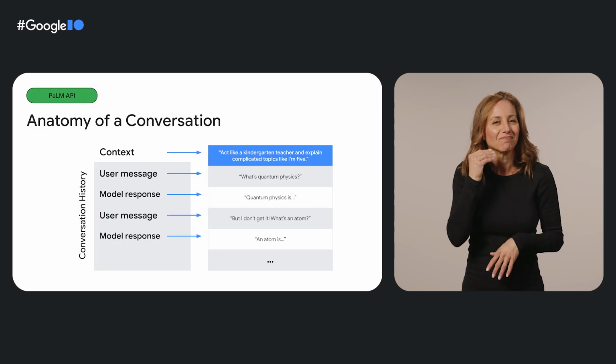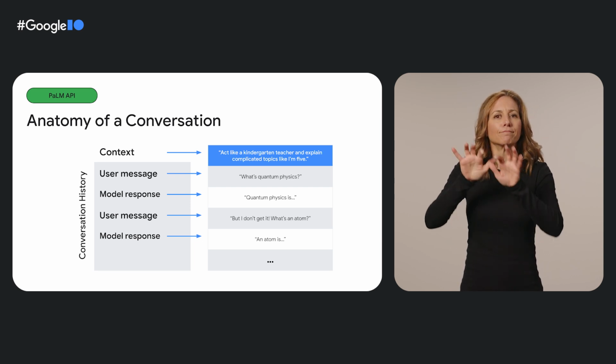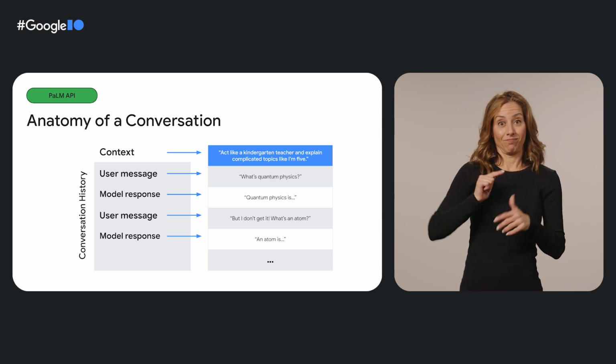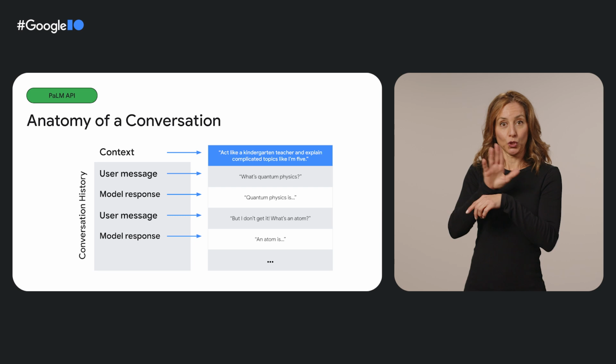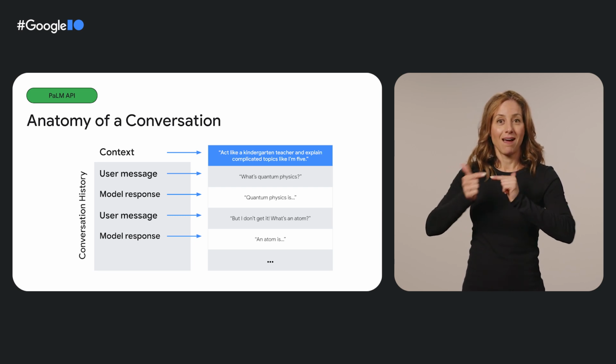Now, from a developer perspective, building chatbots is a little more complicated than building a text input-output system like the one that we just prototyped. That's because conversations have state. We, the user, send a message, the model produces a reply, we send another message, and in doing so, we produce a conversation history.